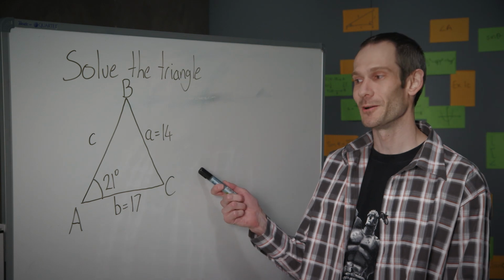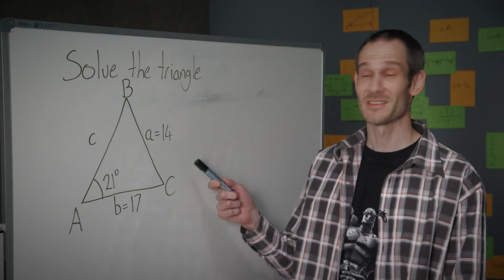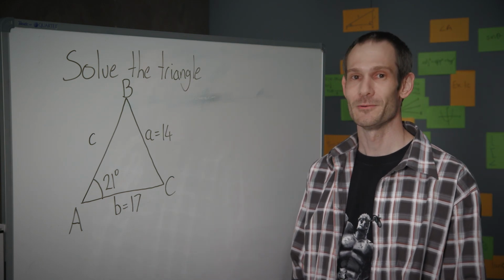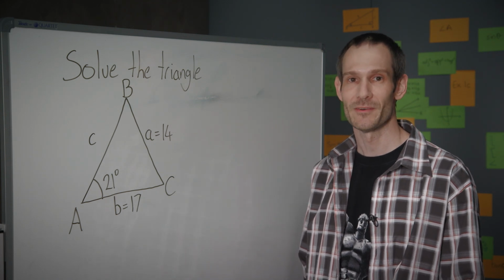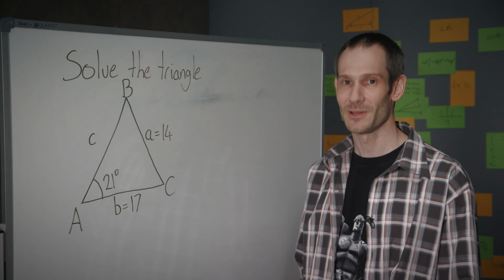Let's say I want to solve a triangle which is a non-right angle triangle, just as we have here. To solve a triangle such as this, we need to use either the sine rule or the cosine rule, depending on what information is given to us. Let's start by looking at the sine rule.